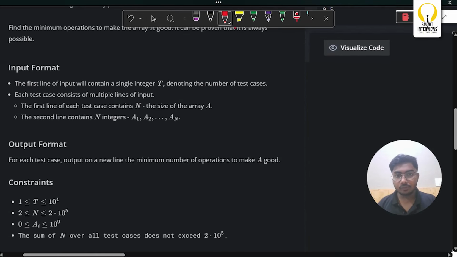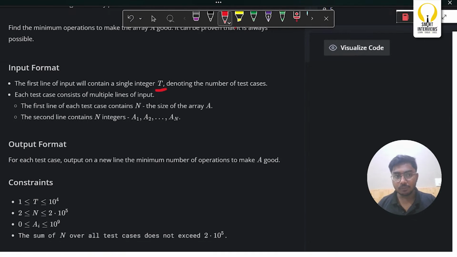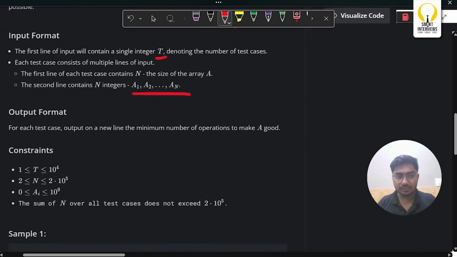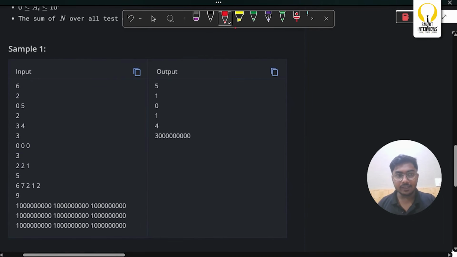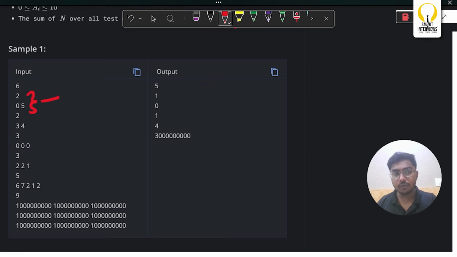What is given in the input? We are given a number of test cases. Each test case contains multiple lines of input. The first line of each test case contains the size of the array, and then we are given the array elements. Okay, that's it. If I take the first input here, 0 and 5, this is fine, but it should be either 0. I can make this a 0, but then also I need to make 5 changes.